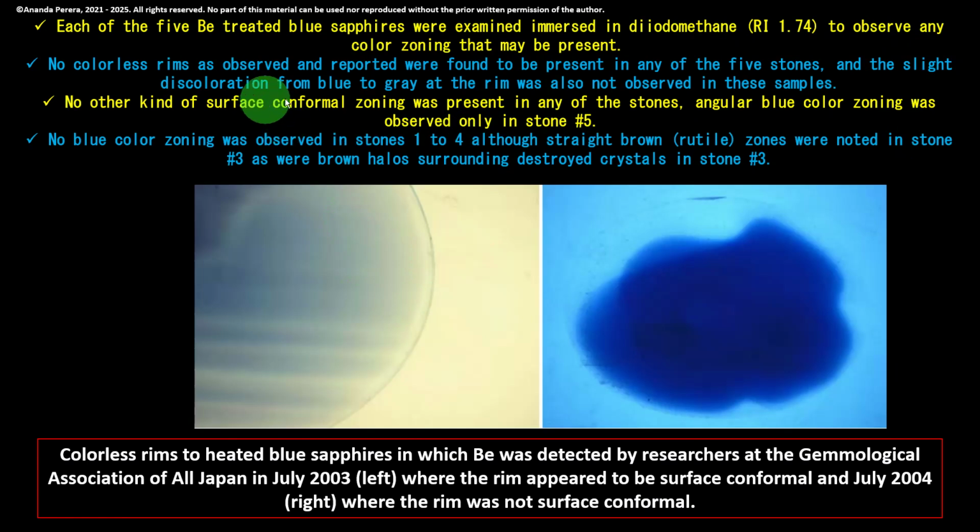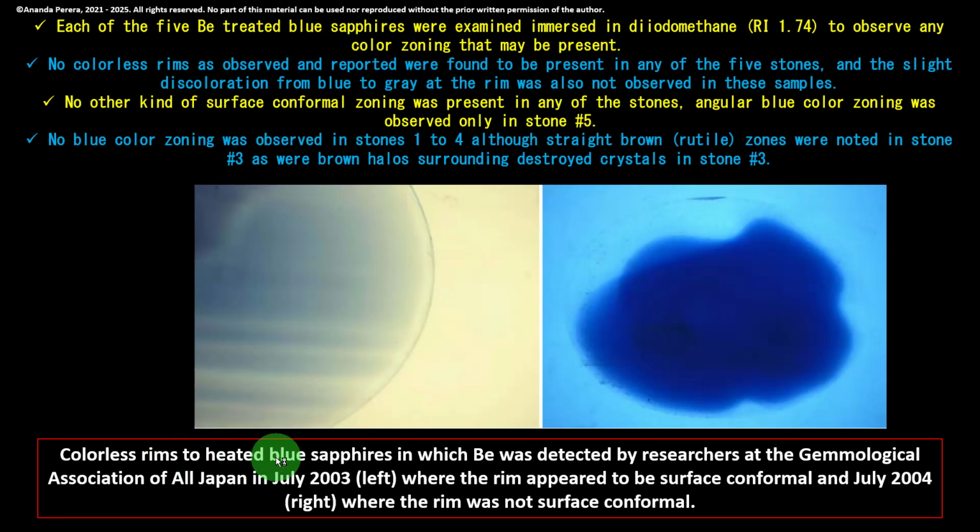And the slight discoloration from blue to gray at the rim was also not observed in these samples, but beryllium treated. No other kind of surface conformal zoning was present in any of the stones. Angular blue color zoning was observed only in stone number 5. No blue color zoning was observed in stones number 1 to 4. Straight brown rutile zones were noted in stone number 3, as were brown hollows surrounding destroyed crystals in stone number 3.